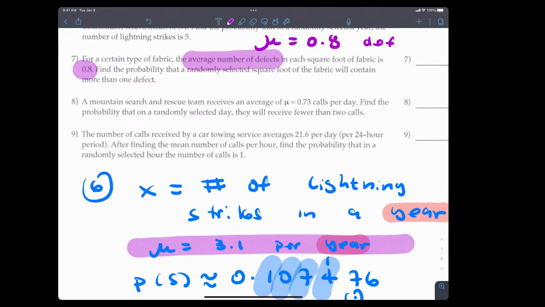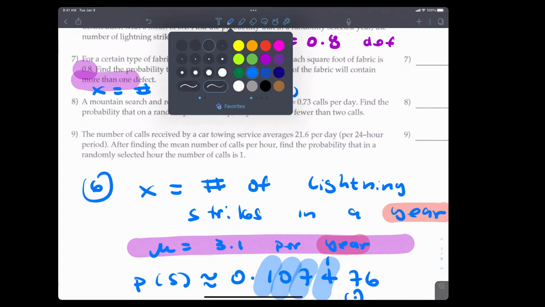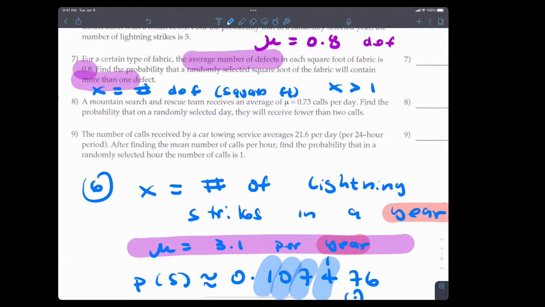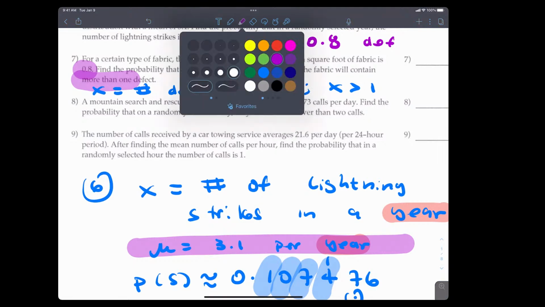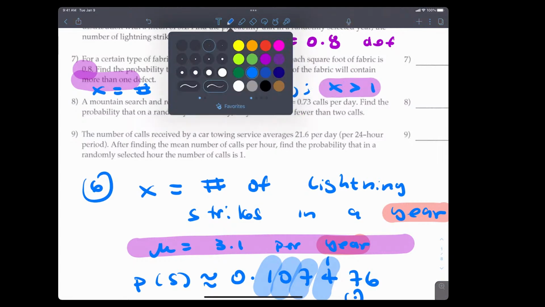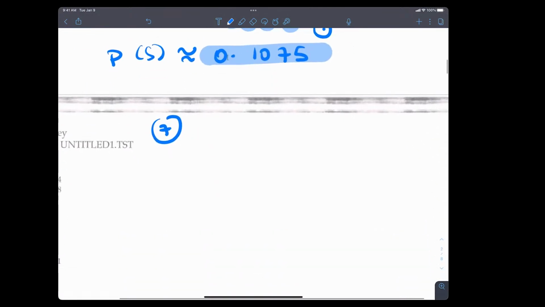So it says, find the probability that in a randomly selected square foot, the fabric will contain more than one defect. So this means the following. X is the number of defects, and that's really per square foot. That's the interval. And they say, okay, what does more than one defect mean? The fabric will contain more than one defect. That's X greater than 1. Okay, X is greater than 1. So this is question number 7. For 7, they want the probability you'll have more than one defect.